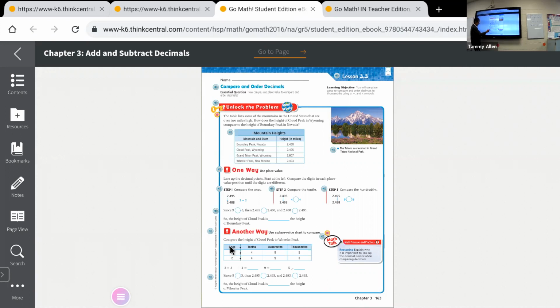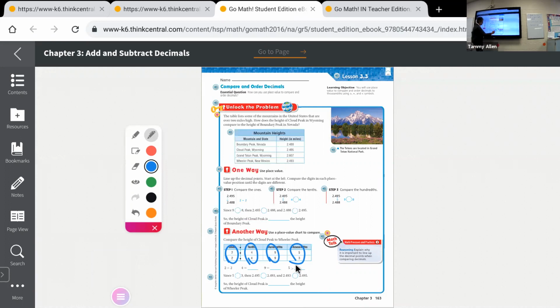Our ones are the same. Those are equal, our tenths are equal, our hundredths are equal. When we get clear over to the thousandths, 5 thousandths is greater than 3 thousandths. So at that point, we know 5 thousandths is greater than 3 thousandths. So therefore, we know that this is our larger number. Does that make sense? Okay? Up until that point, everything was equal. Questions on that?